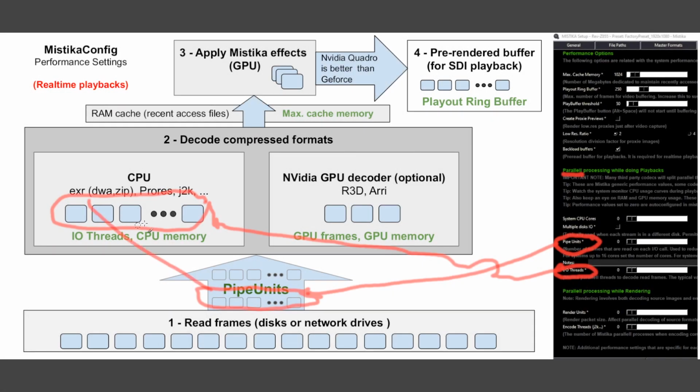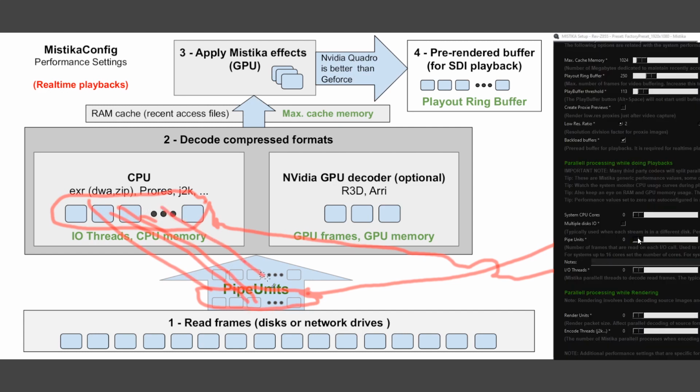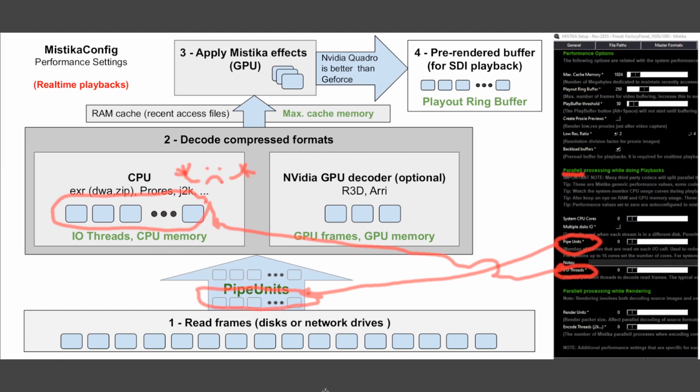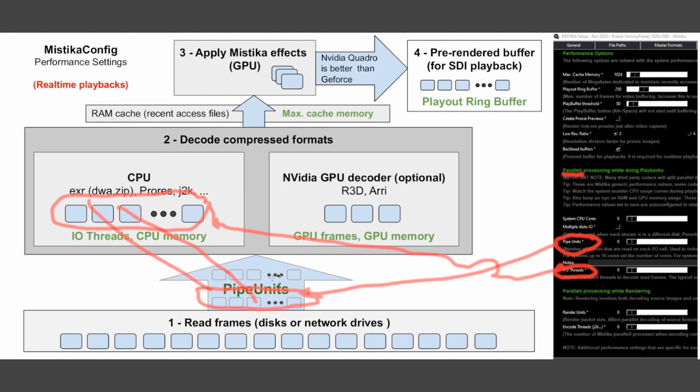So basically, when you are in a basic mode, just changing the pipe units is gonna also change internally the I/O threads, because you don't want the CPUs starving because there are not enough frames, or you don't want to read more frames than you can process. But there are cases that you want separate control for both.